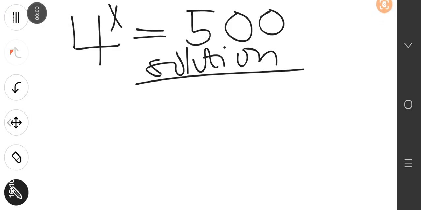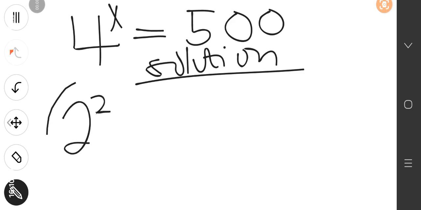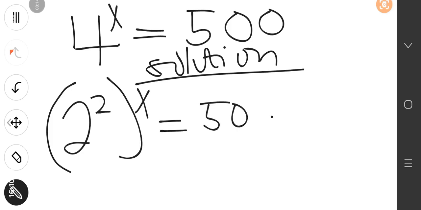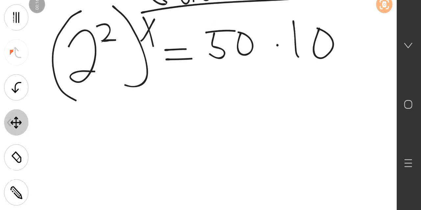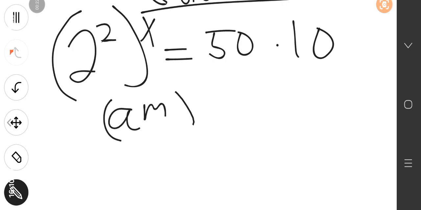So we have 4 exponent x equals 500. We can write 4 as 2 exponent 2, and then we can write 500 as 50 times 10. Now let's apply the power of a power rule here. So a exponent m, all to the power c, will give us a exponent mc.